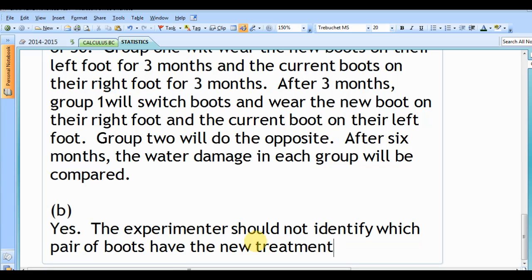Would we be going with the one where the left was new and right was current, or the other? Either way, it doesn't matter to the subjects. That's fair.